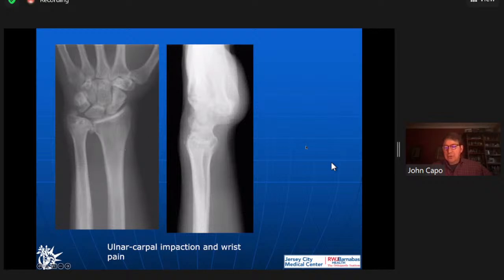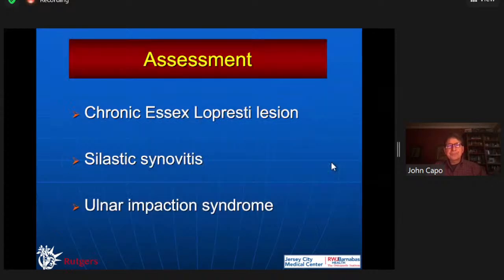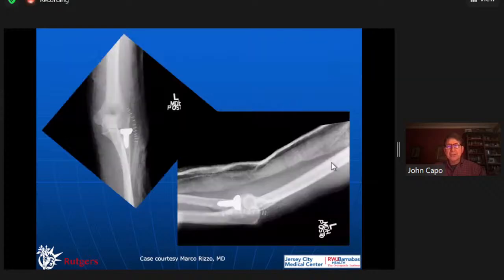So this is a difficult situation. What do we do? We want to line up the shaft, but we have arthrosis. So Mark, we got a CT scan, there's arthrosis. So we probably can't pull this ulna down, distal ulnar head into the DRUJ and line it up because of that arthrosis. So it's chronic Essex Lopresti, silastic synovitis, ulnar impaction.